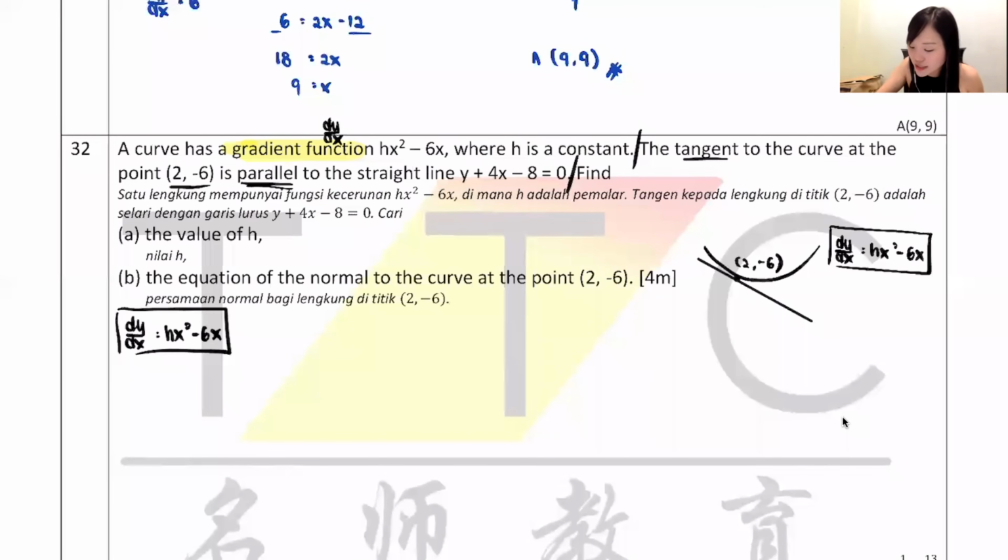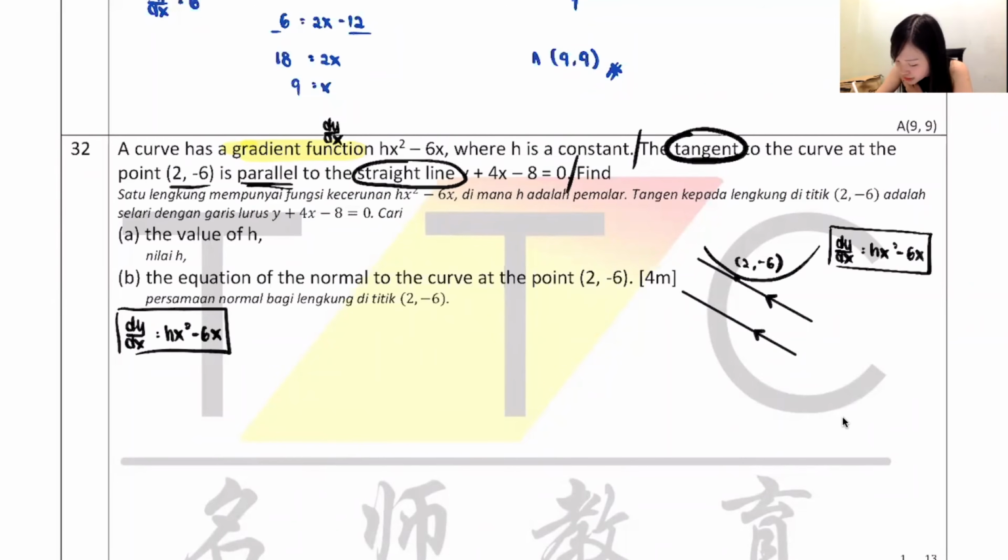Okay, now they tell me the tangent to the curve at point 2, -6 is parallel to the straight line. So they try to tell me the tangent and the straight line are parallel. So parallel means they will look like this, my dear. Like this, 90 degrees is called perpendicular. Parallel is like the same steepness level. So we call it parallel. So if the straight line just now is going down like this, of course this straight line also goes down like this. Okay, this is the meaning of parallel.